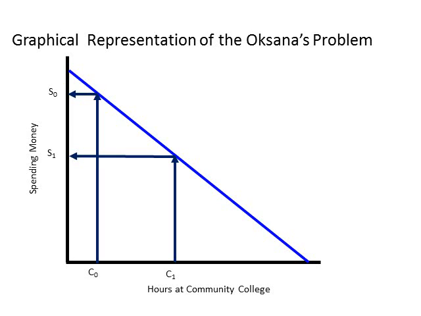The first thing to notice here is that C1 is further along the horizontal axis, and so therefore is larger than C0. The second thing to notice is that S0 is farther up the vertical axis than S1, which implies that S1 is smaller than S0. The third thing to notice is that when the number of credits increases from C0 to C1, the amount of money that Oksana has to spend decreases from S0 to S1.